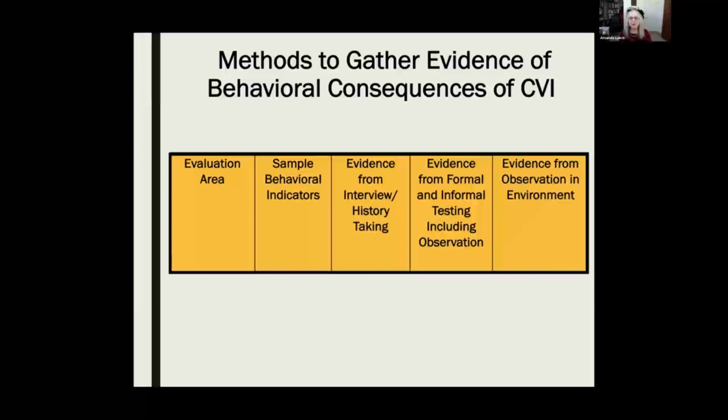What is fast but not hard is all the changes in our understanding of CVI that are coming out all the time from research and practice. And we have to be flexible and flow with all of these changes. You need to look at the sample indicator behaviors that you found that might suggest some issues with the CVI. You want to look at evidence from interview and history taking, evidence from formal and informal assessment, including observation.